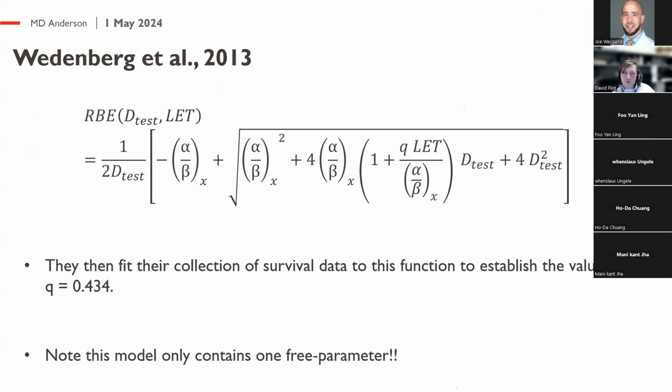It's relatively straightforward. It only has one free parameter, Q, which they found to have a value of 0.434. This is actually an incredibly powerful model when you consider the fact that it only has one free parameter. If you're considering the accuracy of the model versus the number of free parameters used in its construction, this model is very, very powerful, even though it's very, very simple.